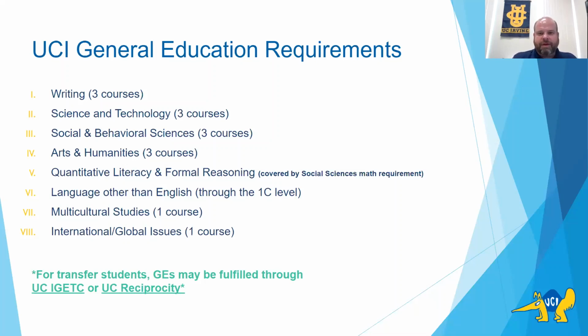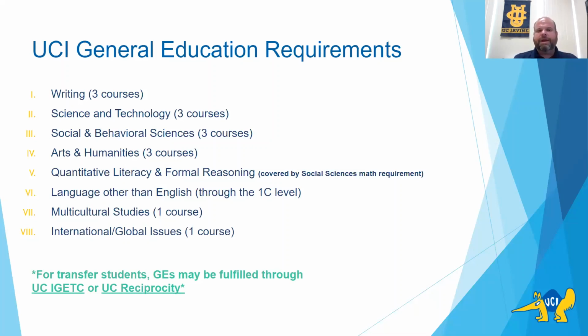And then category 7 is multicultural studies and courses, and that's one course in this area. And these are courses like race and ethnic studies courses. So it could be African American studies, Asian American studies. There are some sociology courses that are eligible in this category as well. And then we get to category 8, which is international global issues. And that's one course as well. And that would be a course that focuses on something outside the US or maybe more global. So like say history of China or Canadian politics or something like that.